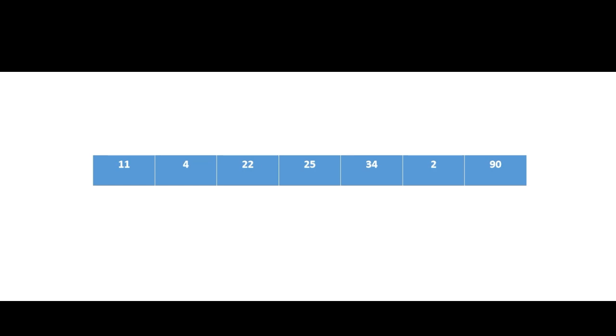Today we will learn insertion sort. So insertion sort is something like, we have some unsorted list, unsorted numbers, and we have to sort this using the insertion algorithm. So now let's see how we can do that. First, let's understand what insertion sort is.